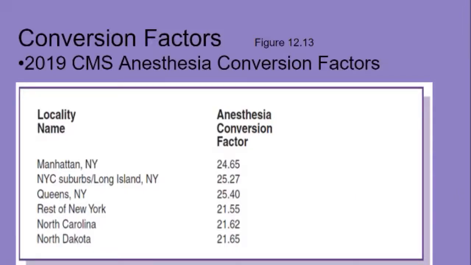So here we get to conversion factor. You're going to be able to see this in figure 12.13 in your step-by-step manual. And this is the 2019 CMS anesthesia conversion factor. So let's look at that. The locality name, Manhattan, New York. Anesthesia conversion factor is 24.65. New York City and Long Island, 25.27. Queens, New York, 25.40. The rest of New York, 21.55. North Carolina, 21.62. And North Dakota, 21.65.